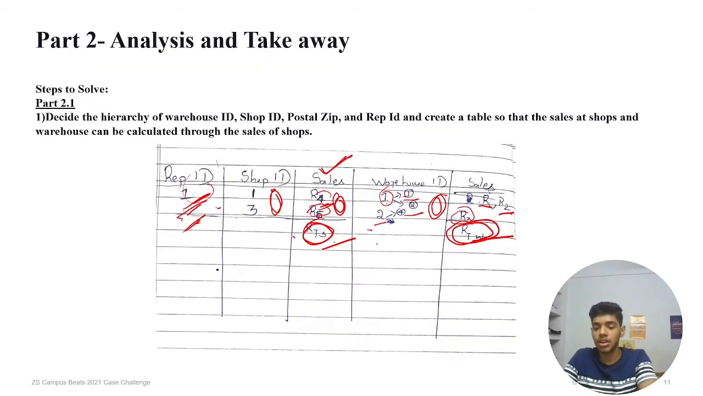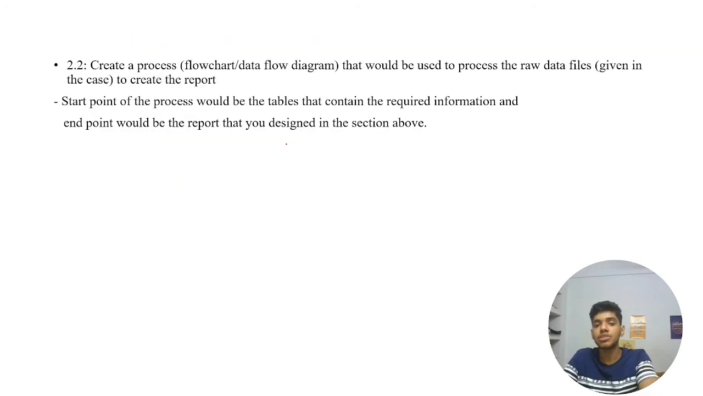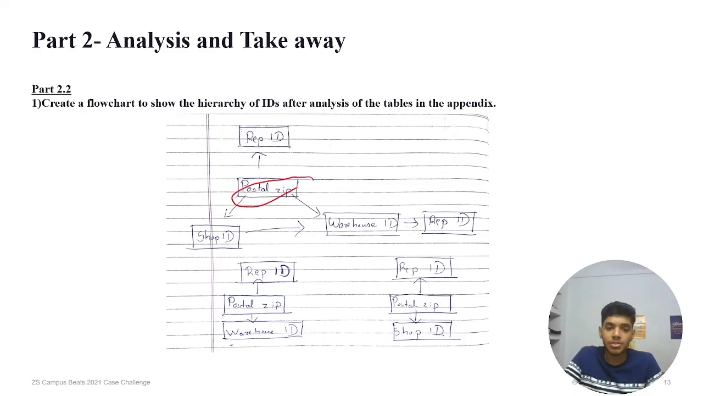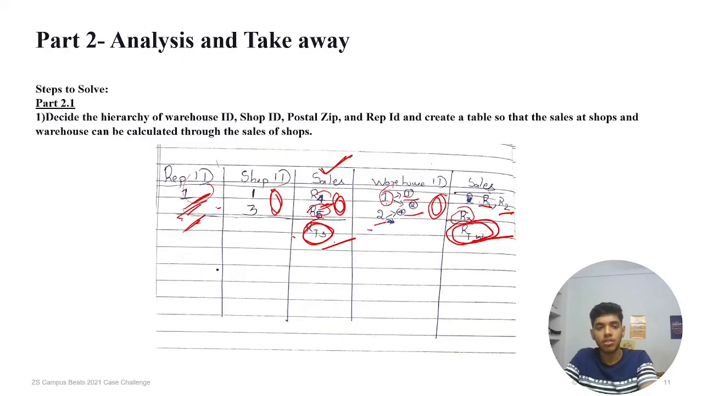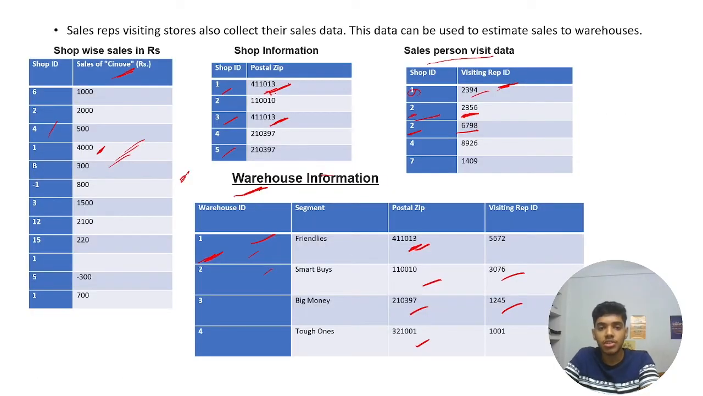We have shown them the table, but we have to explain the flow chart: how the hierarchy works, and how we use postal zip code to find which shop ID takes materials from which warehouse ID. This can be done using a flow chart. In the flow chart, we have written that postal zip is the base. As we have seen before, I can show it: 411013 postal zip is similar for two shops, and we know that shop IDs 1 and 3 buy the materials from warehouse 1.